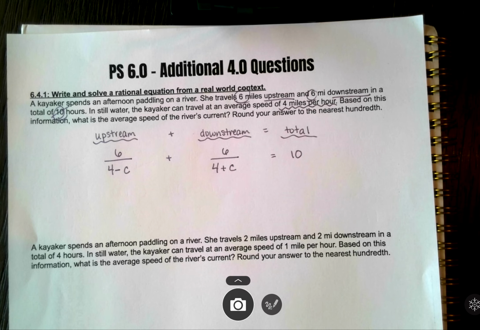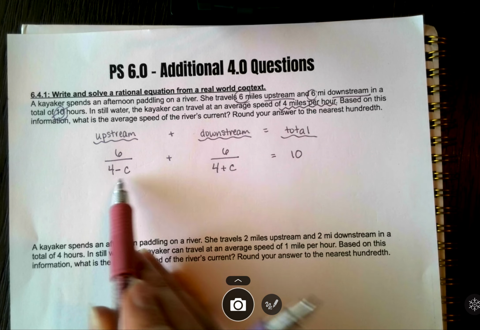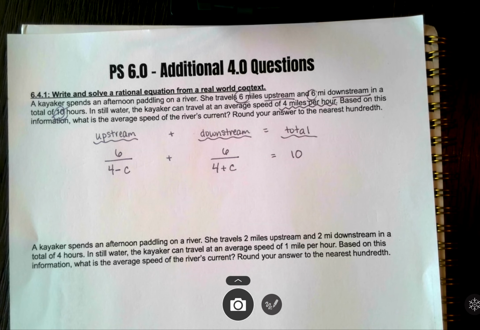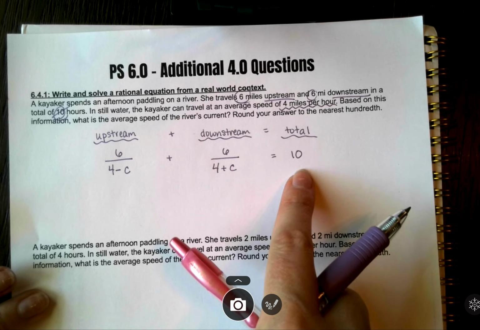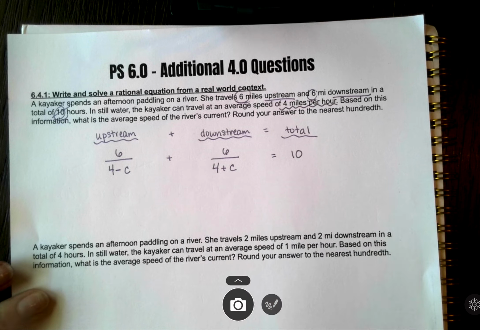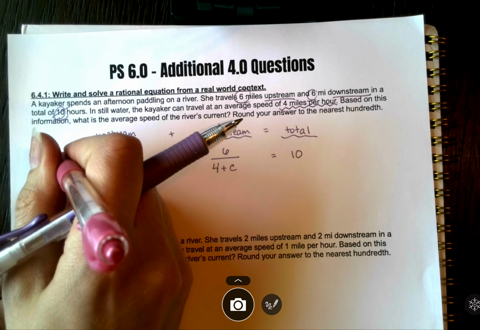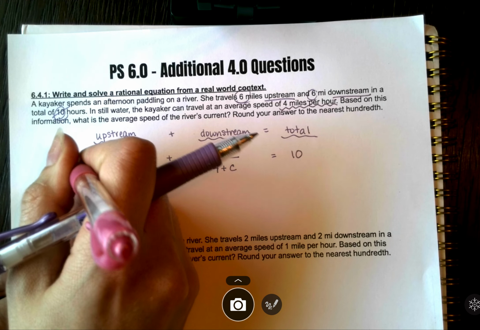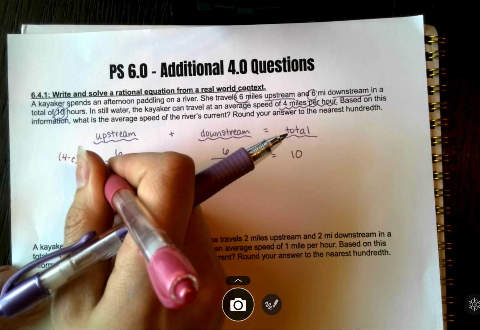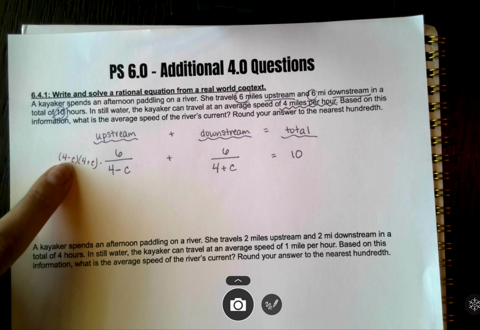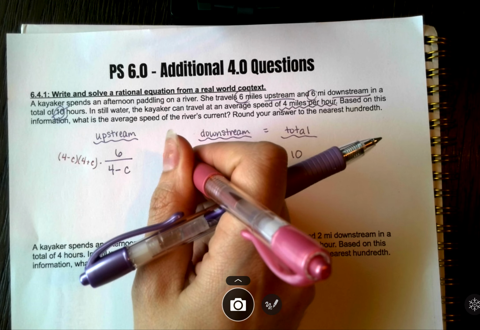Now that I have the problem written out, I want to solve for C, which is the speed of that current. So I notice that I have some denominators here that I'm going to want to get rid of. So I'm going to multiply every single term, so this, and this, by both denominators to cancel those out. And I'm going to do it in one step. You could do it in 2 different steps, but I don't have that much room on this paper. So I'm going to do both 4 minus c and 4 plus c to all 3 terms.